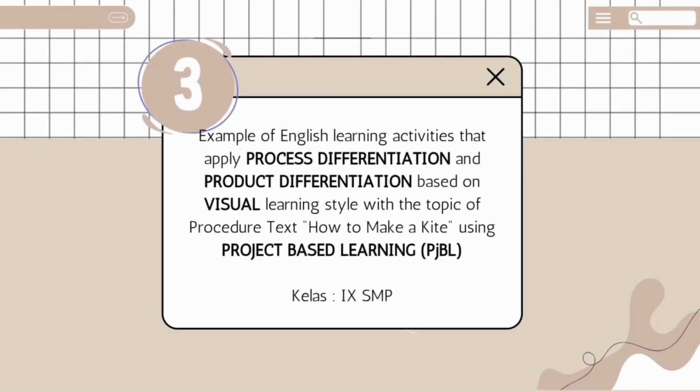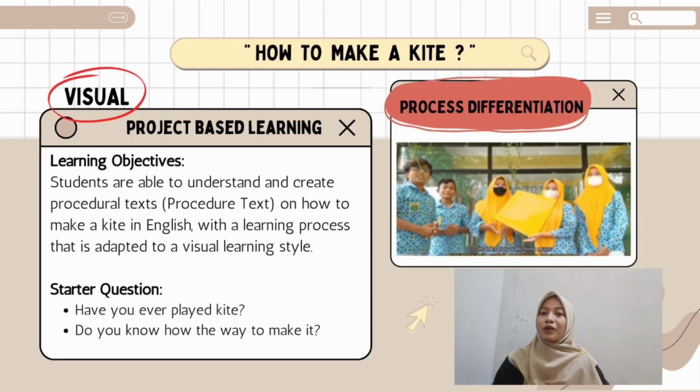Okay, thank you, Miss Lail. So here are the English learning activities that apply process differentiation and product differentiation based on visual learning styles with the topic of procedure text, how to make a kite, using project-based learning or PjBL. Okay, we will start from the process differentiation. So our topic is about procedure text, how to make a kite.